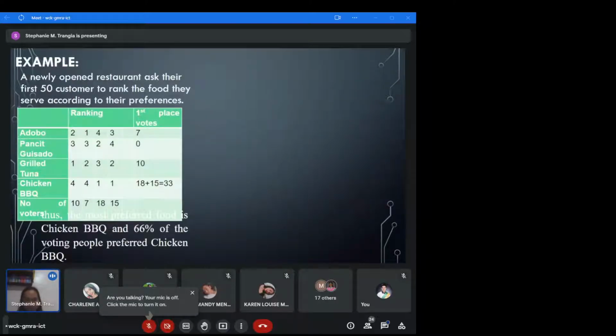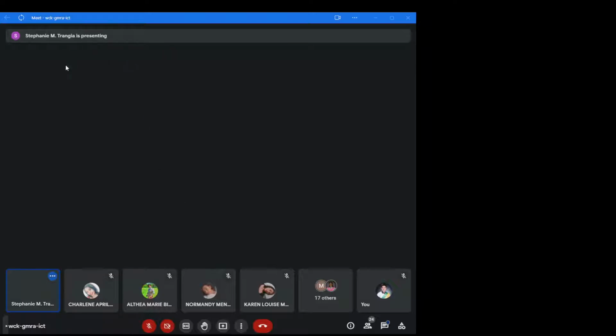So for example, a newly opened restaurant asked their first 50 customers to rank the food they served according to their preferences. So there are four foods to rank. 10 votes were given first place to grilled tuna, second place to adobo, third place to pansit gisado, fourth place to chicken barbecue. 7 people gave first place to adobo, second place to grilled tuna, third place to pansit gisado, and fourth place to chicken barbecue.